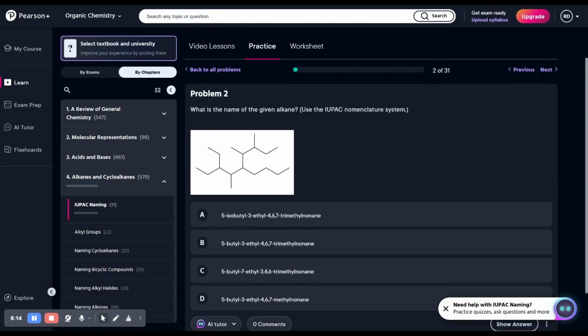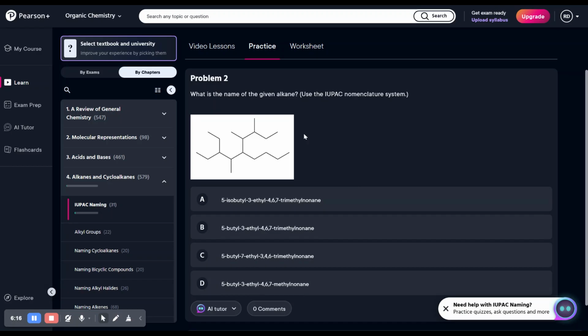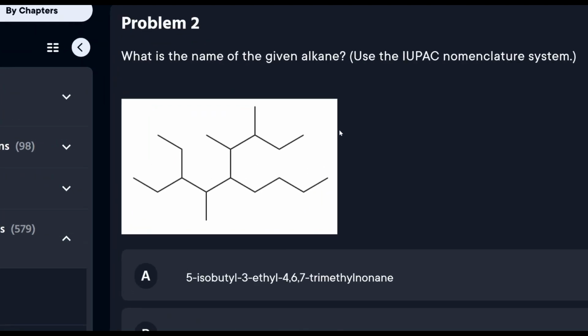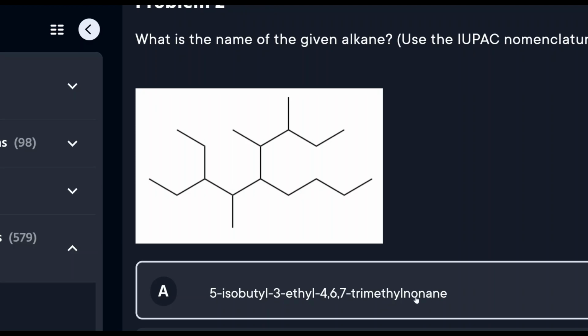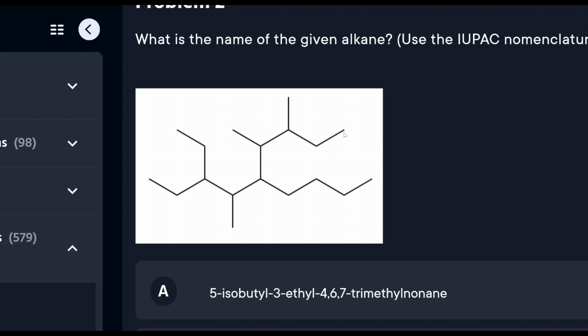Okay, the next problem is a little bit more of a doozy here. Definitely a little bit more of a difficult problem. Let me zoom in a little bit here. So let's look at our parent chain. Let's go a couple different ways. 1, 2, 3, 4, 5, 6, 7, 8, 9. So 9 is a nonane, which we can see our first answer does give. 1, 2, 3, 4, 5, 6, 7, 8, 9. Again, that is a nonane.